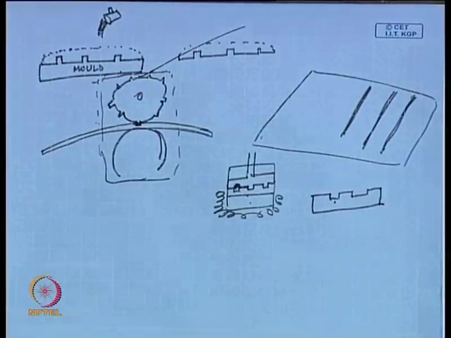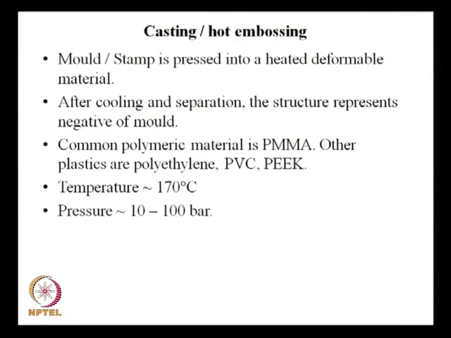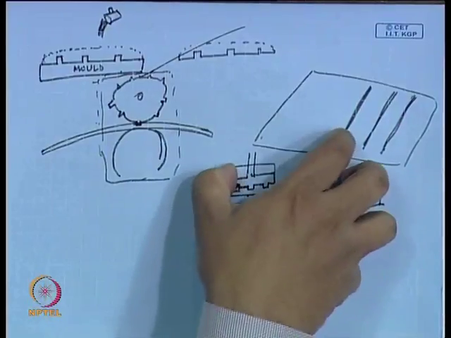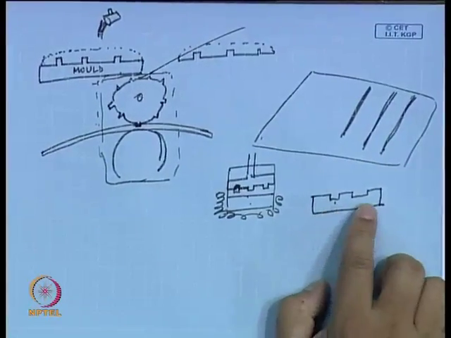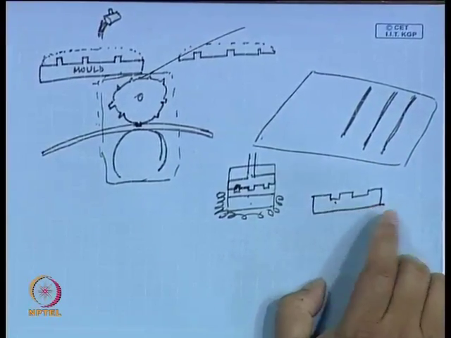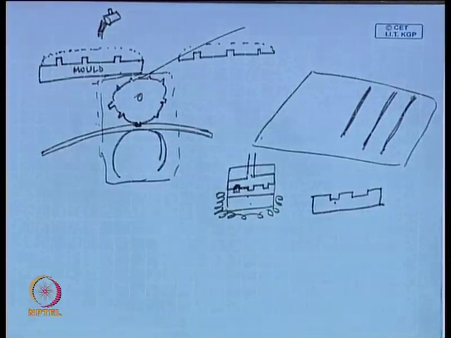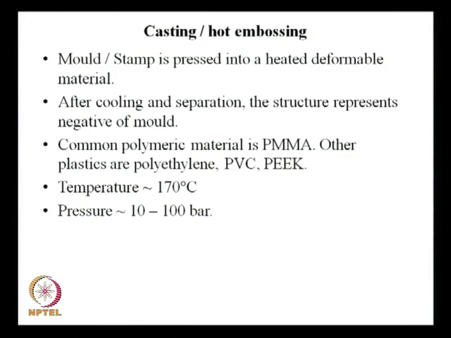The one that I am talking about in the slide is basically a batch process. After cooling and separation, when you take off this mold, you get the layer in which you have the impression. So, the structure represents the negative of the mold. Common polymeric materials are PMMA and other plastics like PVC. These could be common polymeric materials.